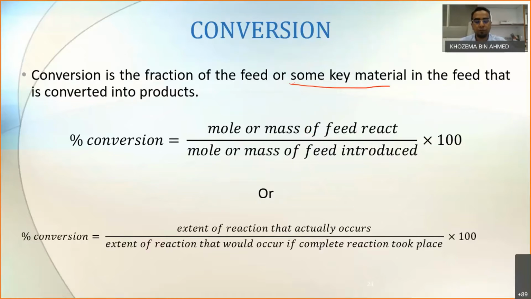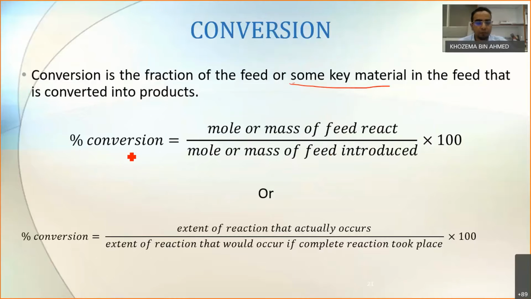Because most of the time, not all of the reactant is reacted. The percentage of completion is not 100%. So far we have been looking at everything, whatever you are putting in, being converted, right? But sometimes only 50% is converted, only 70% is converted. So we need to find what is the conversion factor. So this is the formula.